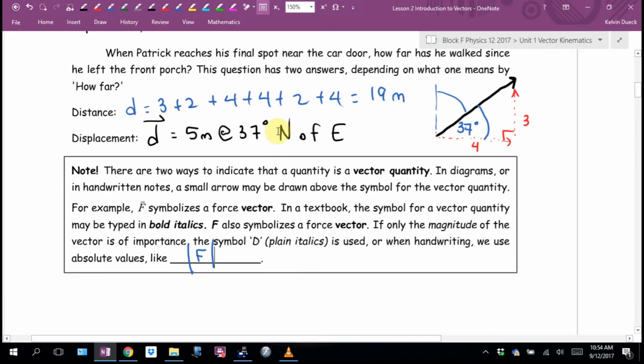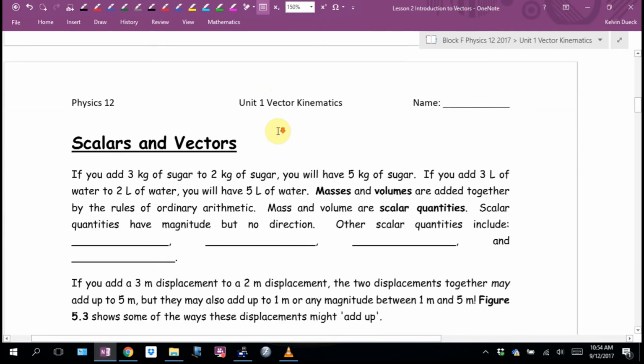Mr. Dewick, this 37 degrees north of east is kind of weird. We'll come back to that.